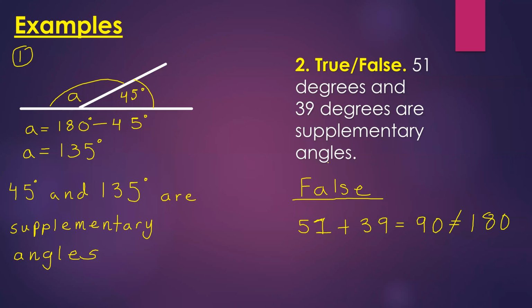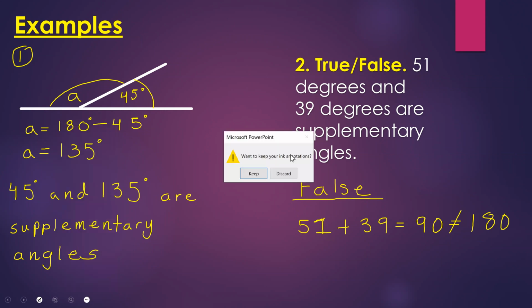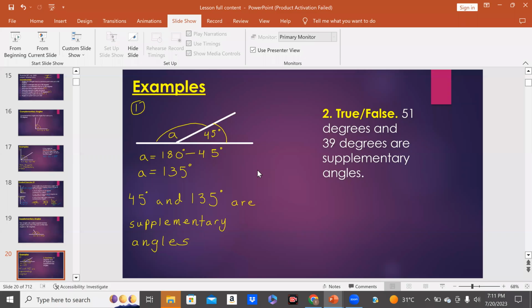Javen, yes, sir. Supplementary angles add up to what? 180. Supplementary angles add up to how much? 180. And complementary angles add up to 90. Very good. So let's do the exercise together. Graded exercise.